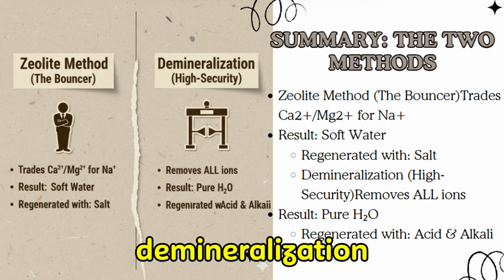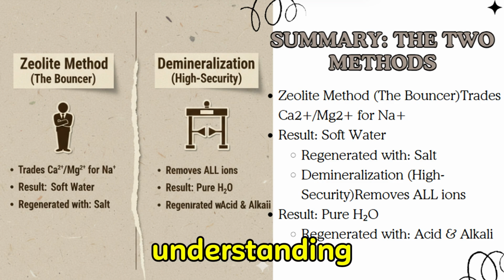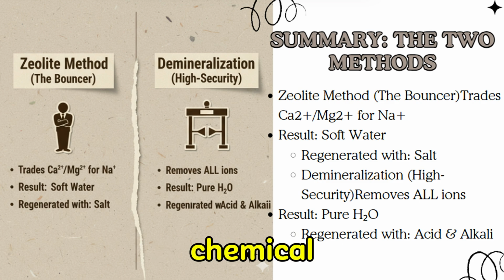The demineralization method is like a high-security checkpoint. It removes all positive and negative ions, replacing them with H+ and OH-, which combine to form pure H2O. It gives you demineralized water and is regenerated with acid and alkali. Understanding these two methods is fundamental to water treatment in chemical engineering.